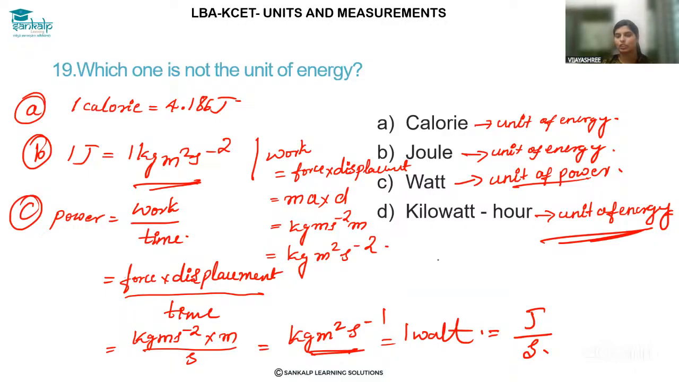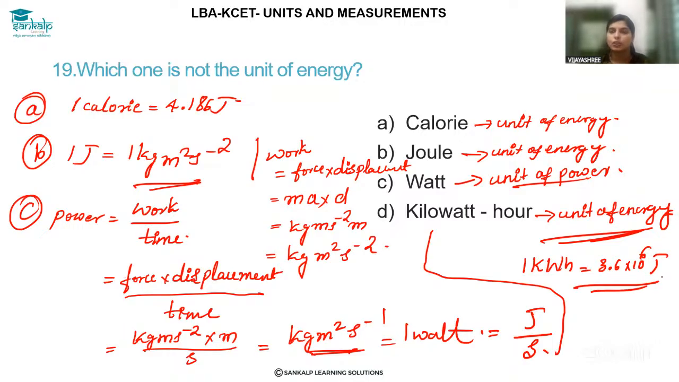So what is the relationship between kilowatt hour and joule? Let me write it here. 1 kilowatt hour is equal to 3.6 into 10 to the power 6 joule. Okay, so this relation you might have studied in 10th standard itself. So it is a unit of energy.